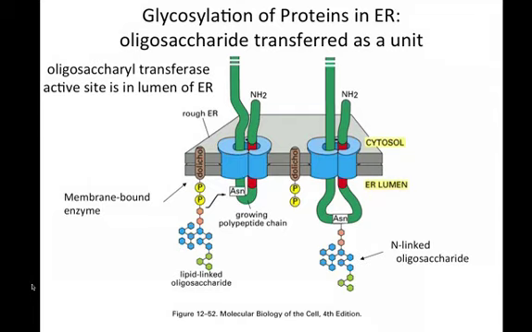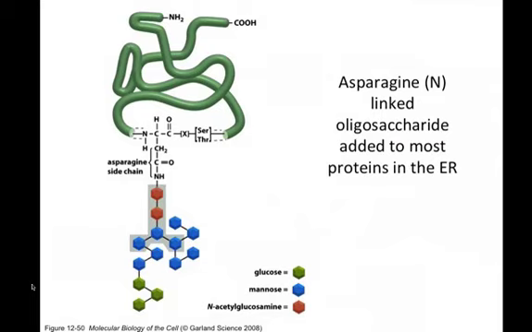So why do we glycosylate? Most proteins that go out of the cell or on the cell surface are glycosylated. You ever notice that? So the N-linked oligosaccharides are added to most proteins in the ER. You can have other sugar groups added to proteins in the cytosol. It's not the only time sugar groups are added, but these N-linked oligosaccharides are added in the ER.